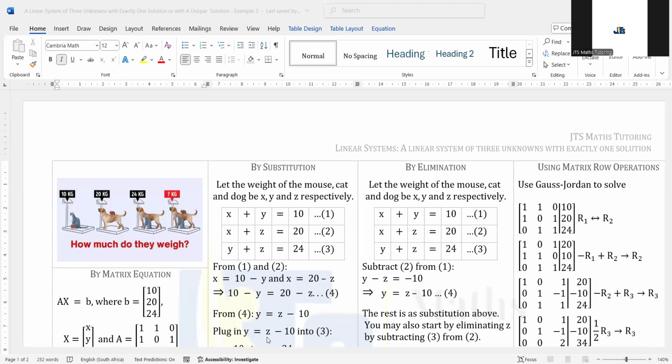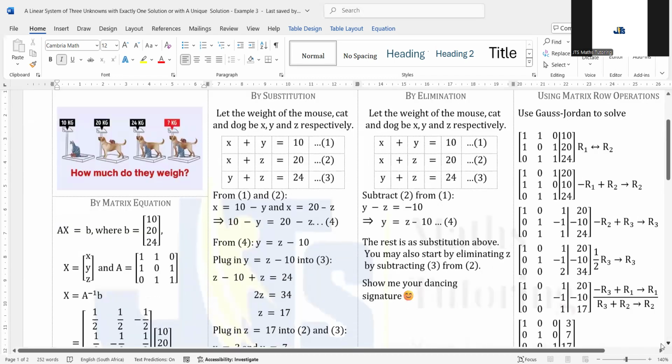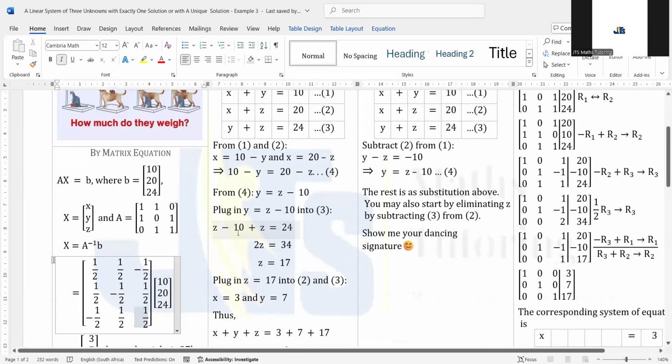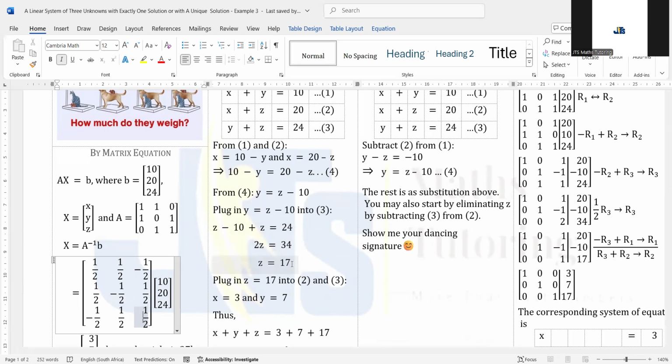So you plug in Y equals Z minus 10 into equation 3. Z minus 10 plus Z is equal to 24. 2Z is equal to 34. Z is 17. This is not the total weight. This is just the weight of the dog, okay?